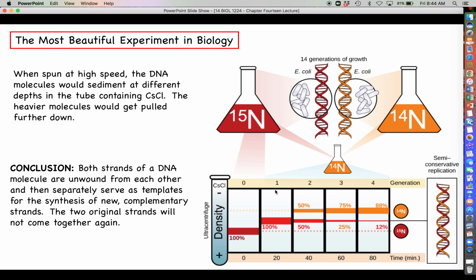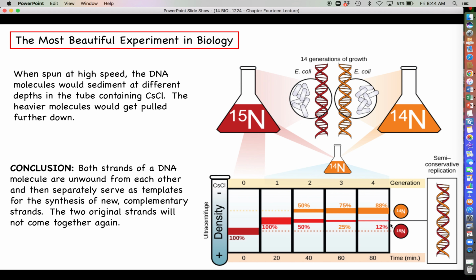Then, after 2, 3, 4 generations, so after multiple generations of being in 14, you can see that this intermediate DNA starts to separate into the intermediate and a much lighter DNA. Based on the way the numbers work out, after 2 generations, it's a 50-50 split. After 3 generations, it's a 75-25 split. After 4 generations, it's an 88-12 split.